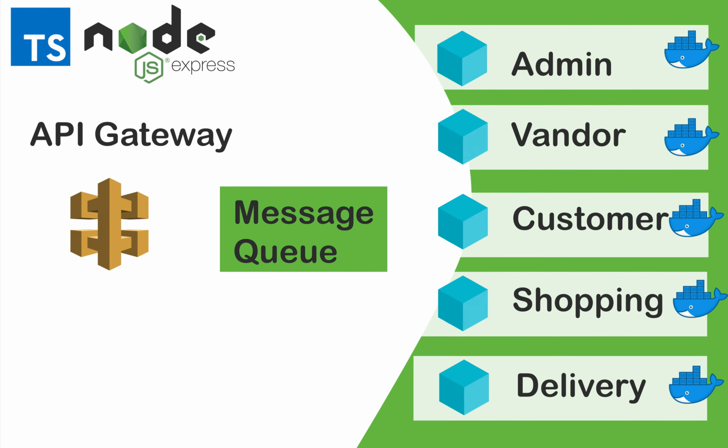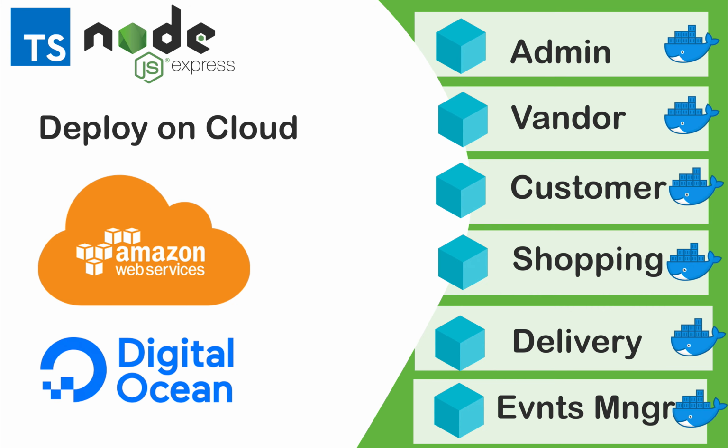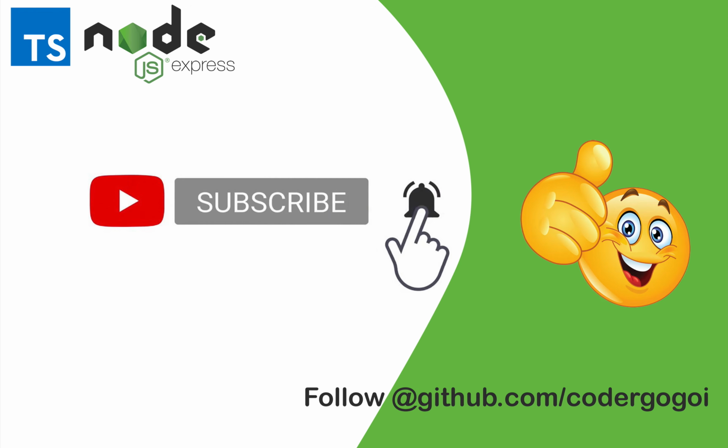After that, we will cover some advanced topics of Node.js: how the API gateway, message queue, and microservices work inside Docker containers, how we can manage our containers through an orchestration tool like Kubernetes, and route our endpoints. Finally, we will deploy our product on the cloud, like AWS and DigitalOcean. I hope you can learn many good things to make a production-ready backend and microservices and deploy on the cloud happily. So let's go to coding.